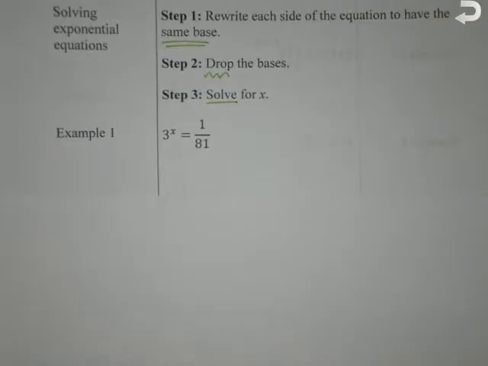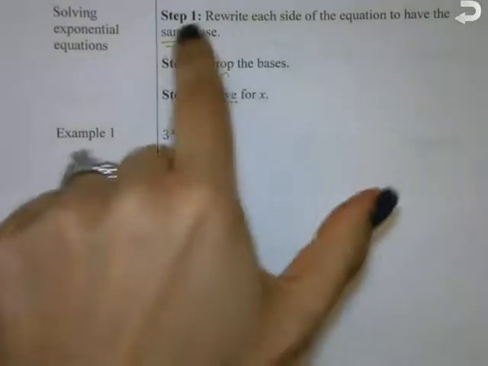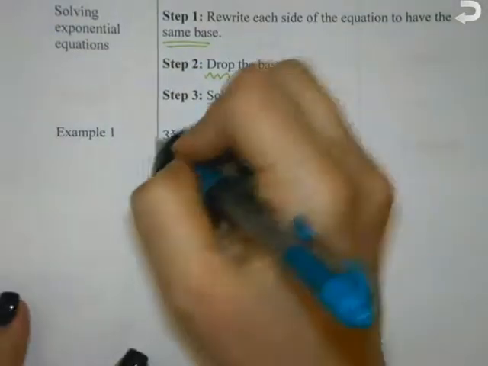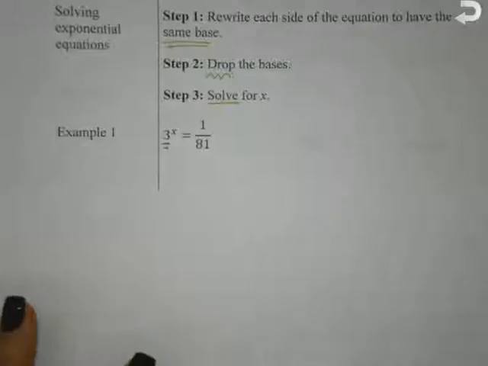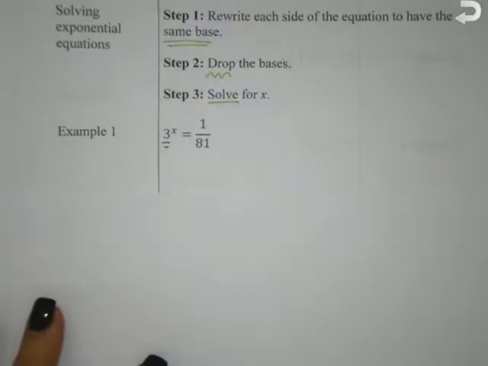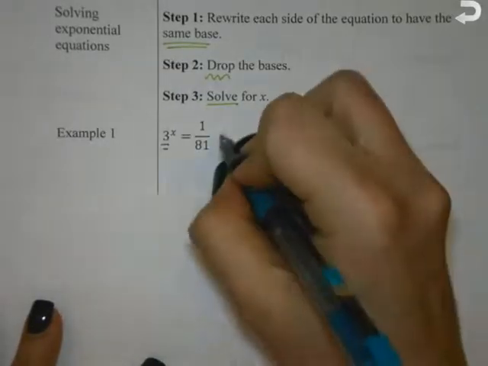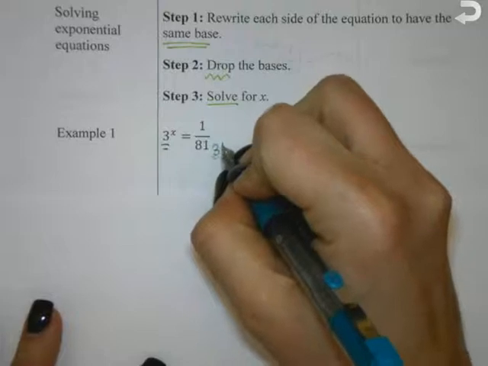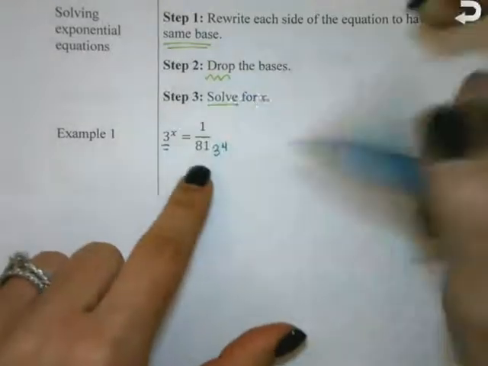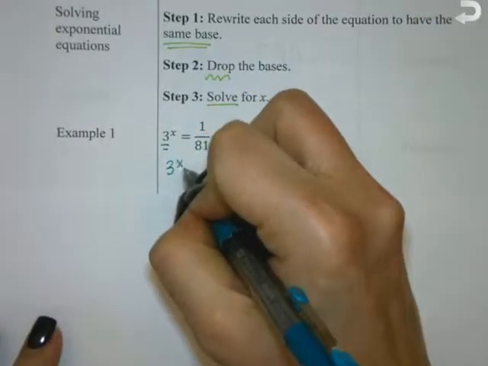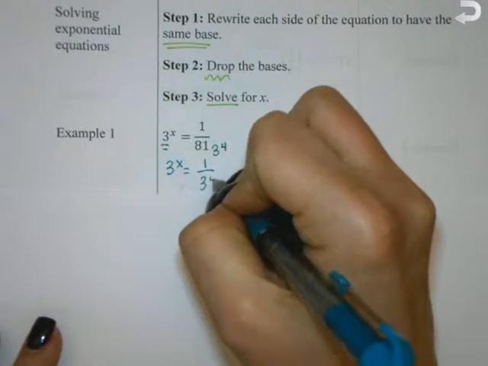Okay. Example 1, 3 to the power of x equals 1 over 81. So that means x would be negative? Maybe. Okay, so the first step here is we need to rewrite each side so that they have the same base. This guy has a base of 3. Can we rewrite 81 to have a base of 3? Yeah, it's 3 to the what? 3 to the 4th. Now, this would give us 3 to the power of x equals 1 over 3 to the 4th. Do you guys agree?